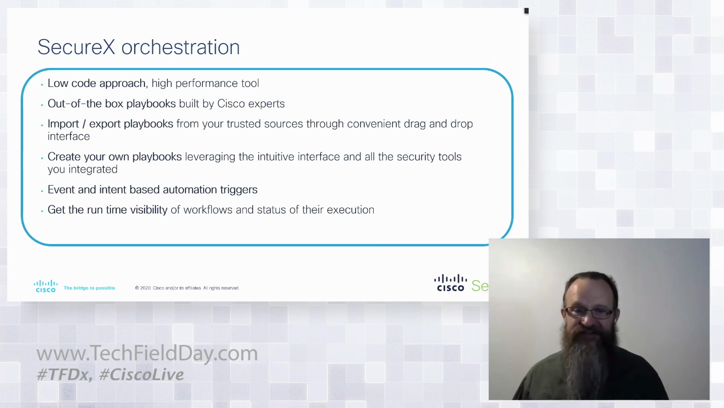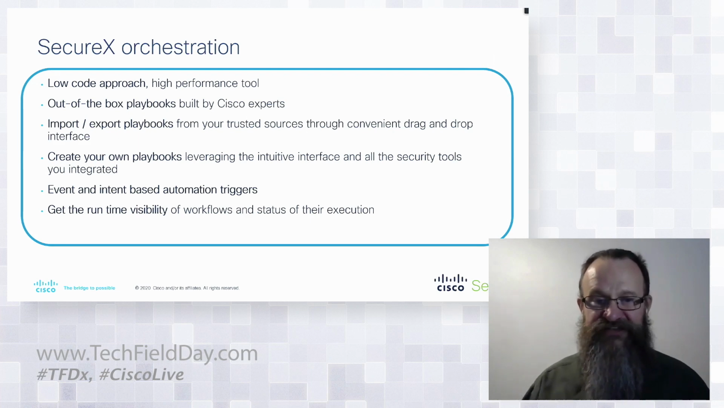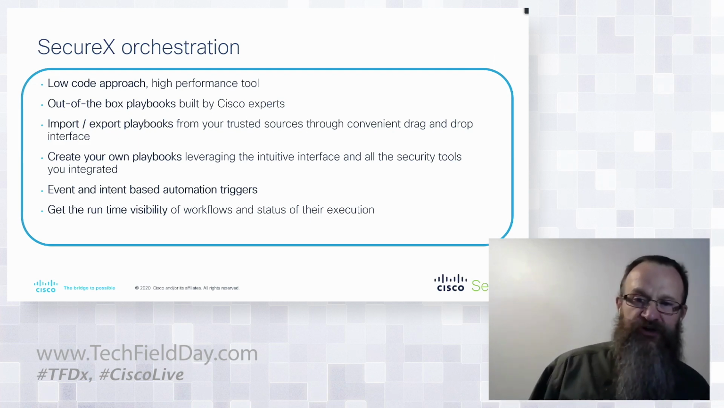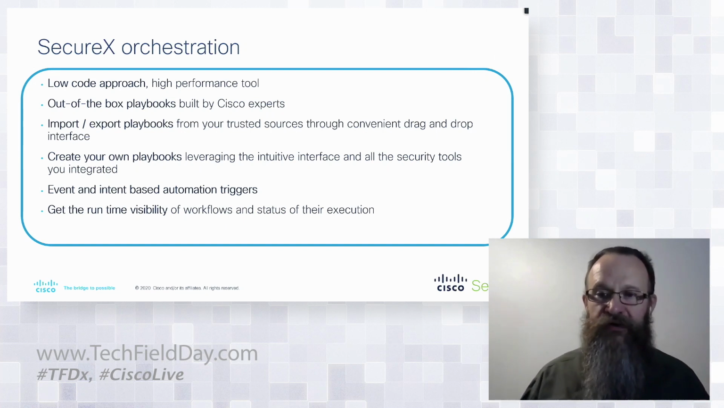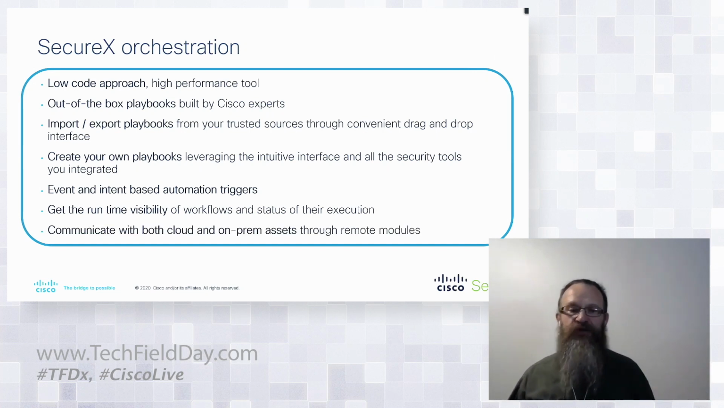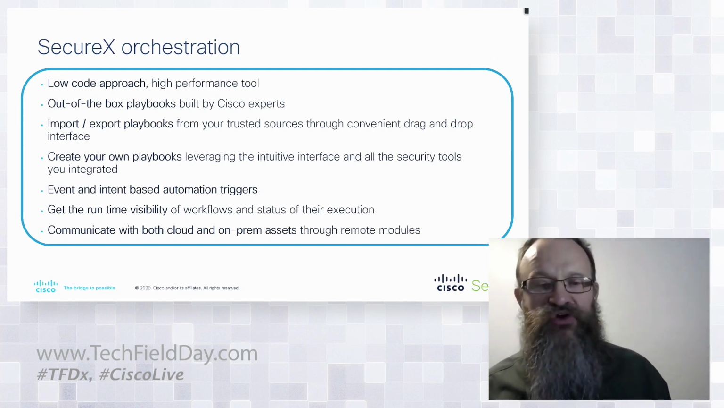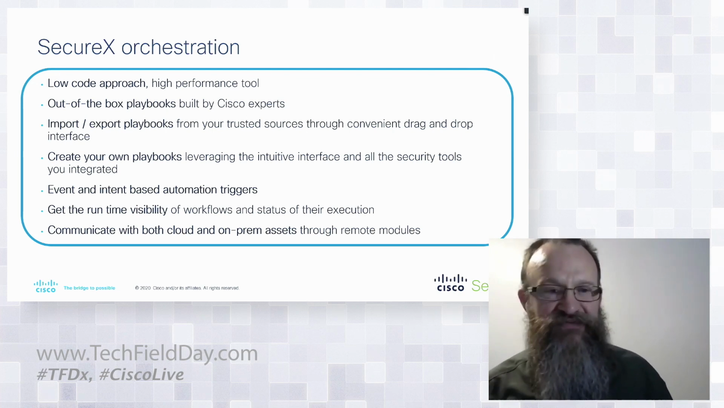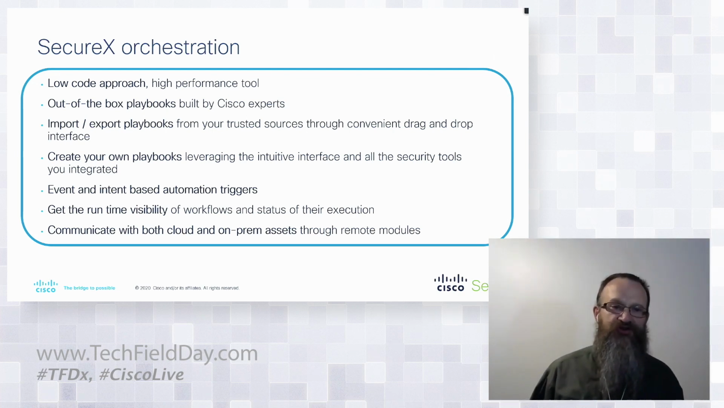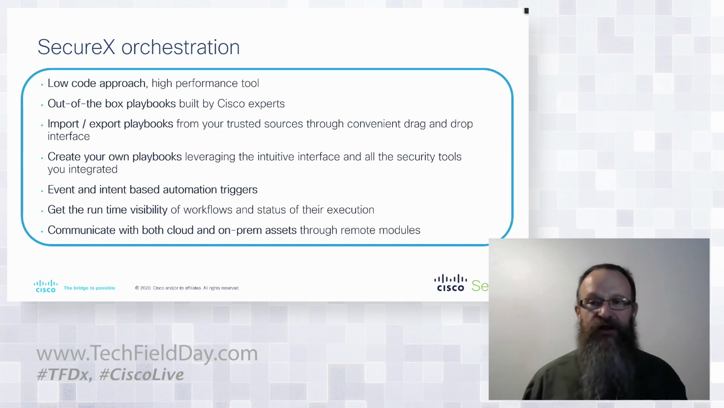And you can get runtime visibility. What happened the last time this workflow ran? What happened the last 5 times? You get a lot of information about the status of that execution at every step along the way. And it can be used to communicate with both cloud and on-premise assets. We're going to have this remote module that will allow workflows to leverage the capabilities of assets even inside your environment. This isn't all just cloud services talking to each other. We want to make sure that we can leverage the ability that your Cisco products and third-party products have inside your perimeter as well.